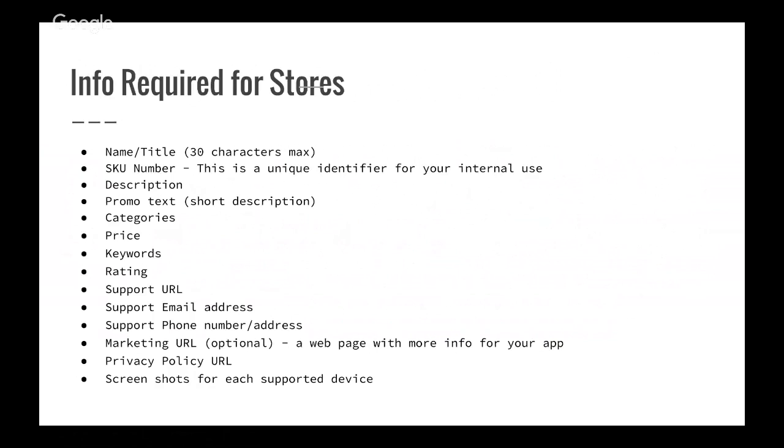So you need to have a name, a SKU number. It's just a unique identifier for your internal use, a description, a short paragraph, promo text, categories, price, all this stuff. You want to make sure that you collect this. If you're the one doing the developing and it's your app, you should know it. Otherwise, you want to get it from your client if you're developing an app for them.